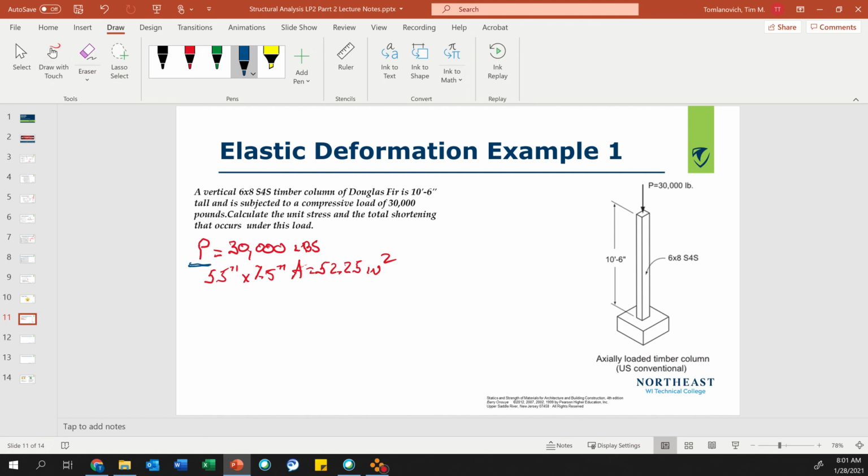I have my load, I have my area. Now my length equals 10 foot 6 inches, which equals 10.5 feet, which equals, there are 12 inches per foot, so I'll just use my phone. 10.5 times 12 is 126 inches.